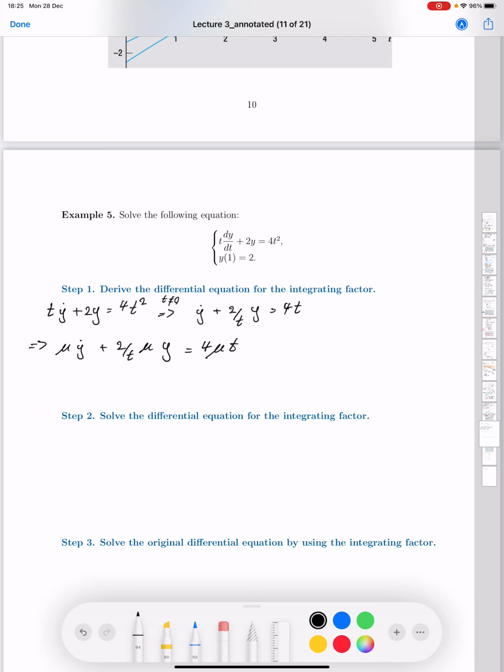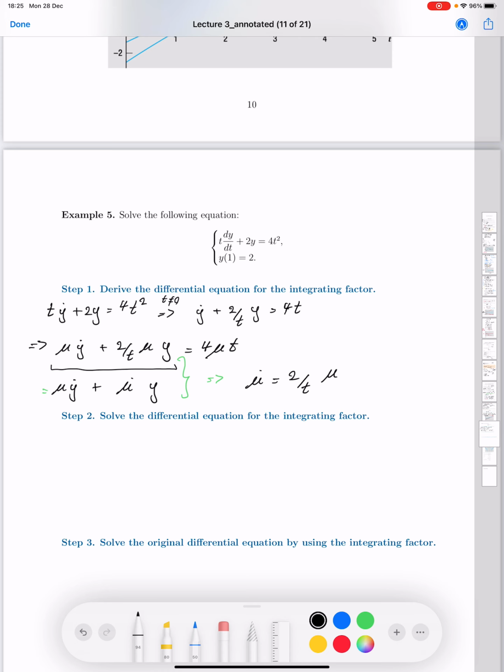Now, this should be equal to mu y dot plus mu dot times y, right? So from this, I get that mu dot equals 2 divided by t times mu. And this is the equation for the integrating factor.